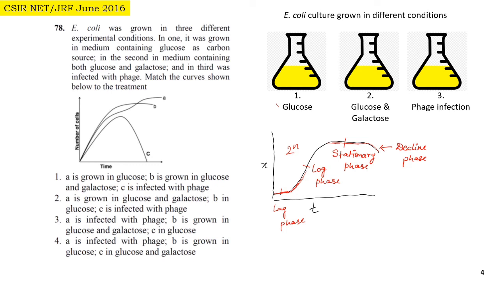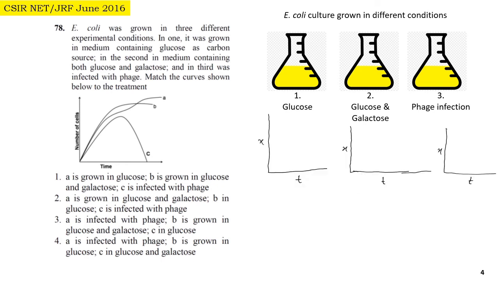And now we have to see what kind of bacterial growth curve we are going to see in all these 3 experimental conditions. So in experimental condition 1, where glucose is there as a carbon source, obviously bacteria will utilize glucose and they will start dividing rapidly, and so there will be a log phase. After some time, glucose will deplete from the media and they will enter the stationary phase. So we will see a growth curve somewhat like this in case of glucose.